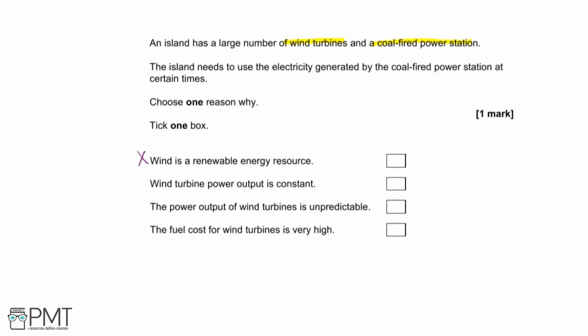Is it because wind turbine power output is constant? This statement is incorrect. Wind turbine power output is going to be much greater when it's windier compared to when it's less windy, so this can't be our answer. Is it because the power output of wind turbines is unpredictable? This statement is correct, and it would also explain why the island would need to use a coal-fired power station, so it's looking like this is our answer.